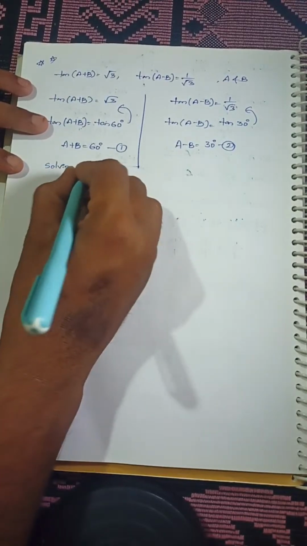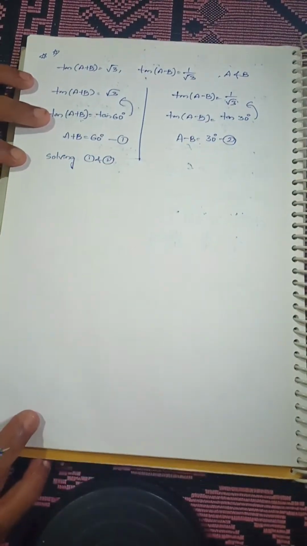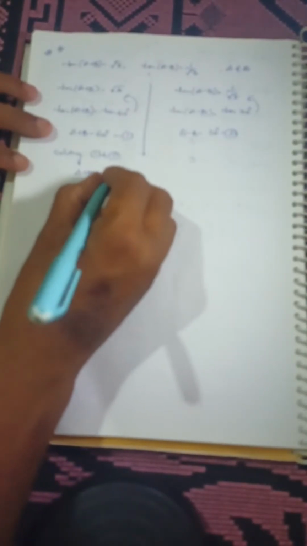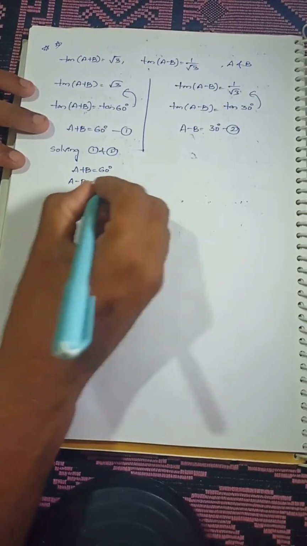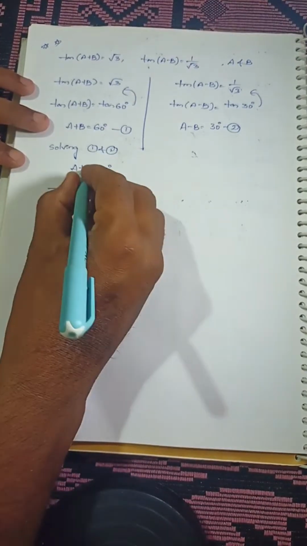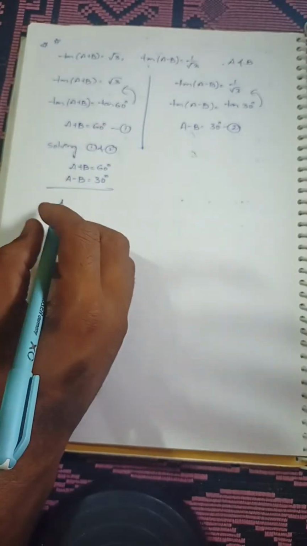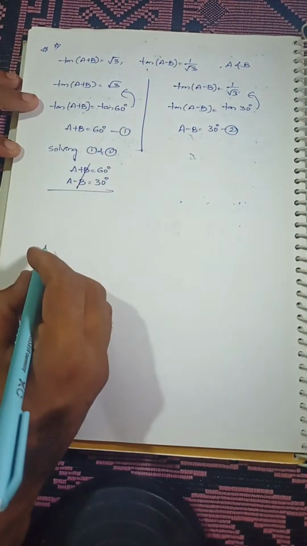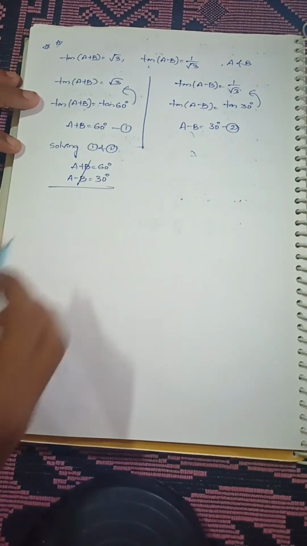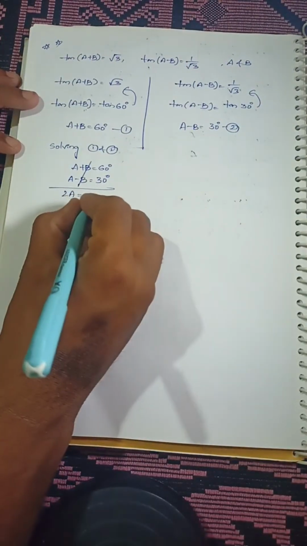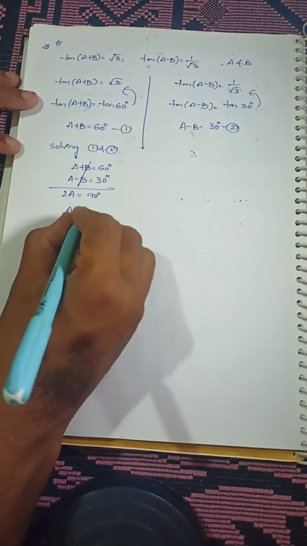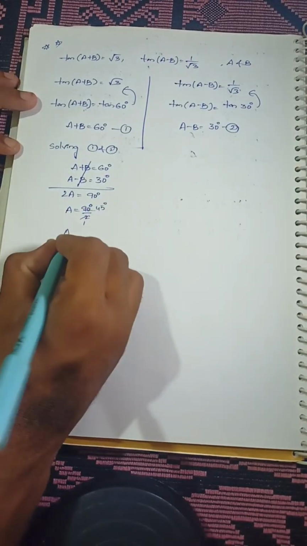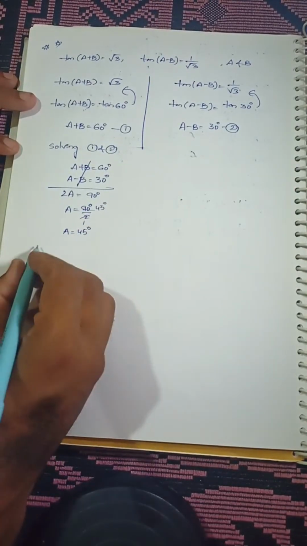Solving equation 1 and 2. What is that? A plus b is equal to 60 degrees. A minus b is equal to 30 degrees. Now see, b are having opposite symbols, both will get cancelled. A plus a, 2a. 2a is equal to 90 degrees. A is equal to 90 degrees by 2. 2 ones are 2, 4 5 degrees. So a value you are getting is 45 degrees.